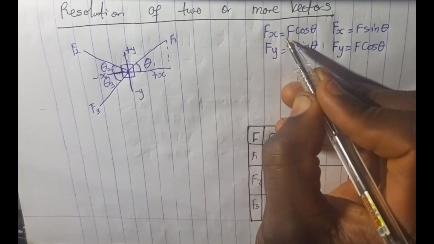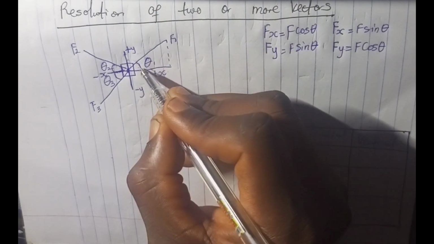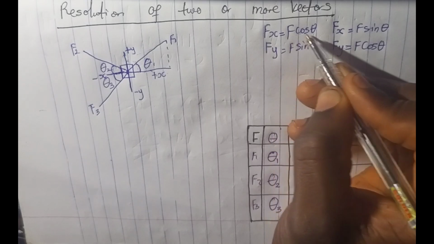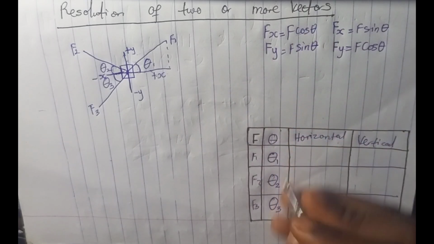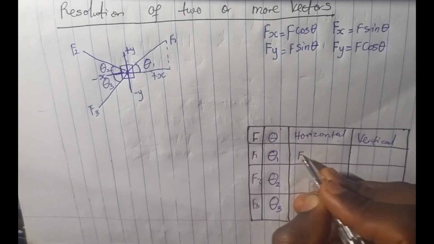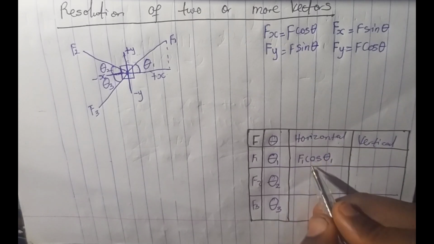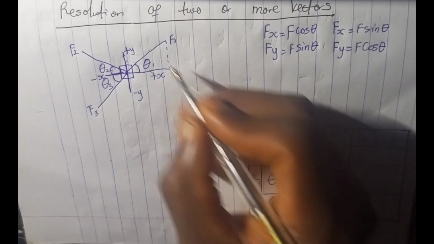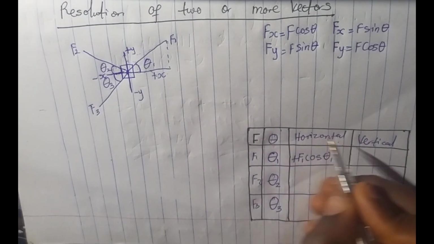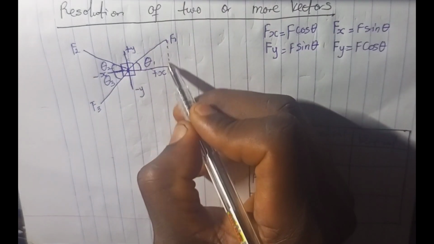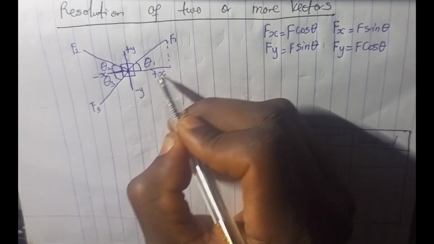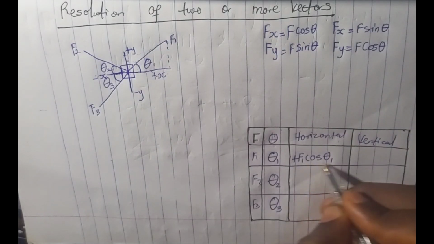So, I know the angle is to the horizontal. So we are taking the formula F cos theta, right? Now it means that F1 will be plus F1 cos theta 1. The reason is, if you trace this, because you are going to the horizontal, you have to take F1 to the horizontal axis. So where did you meet? Plus, right? So it will be plus F1 cos theta 1.